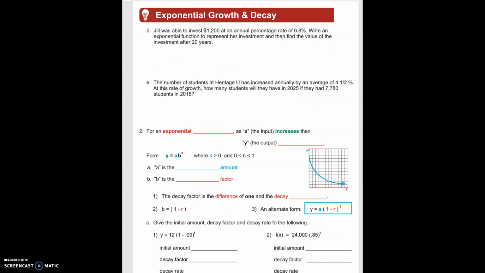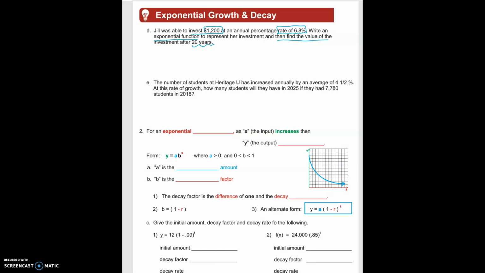All right, now we're going to take a minute and we're actually going to apply our equation to some application problems. Our first one here is about Jill. So read this problem and then we'll work through it together. All right, so Jill is investing $1,200 at a percentage rate. Okay, notice we got the word rate there of 6.8%. We're doing two things. We're writing the function, and then we're going to find the value after 20 years.